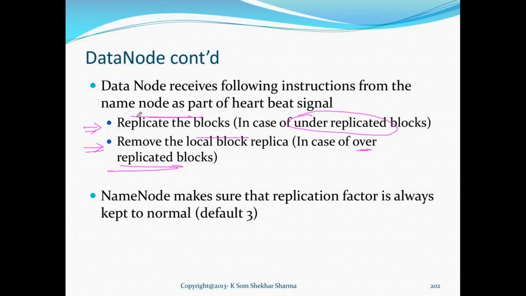So what does it say? The data node receives the following instructions from the name node as a part of the heartbeat signal. Replicate the blocks in case of under replication. Remove the local block replica in case of over replication. We'll talk about these terms very soon.